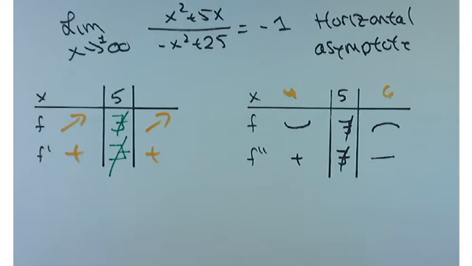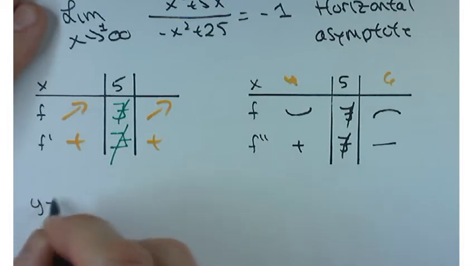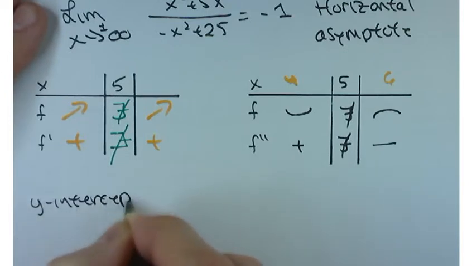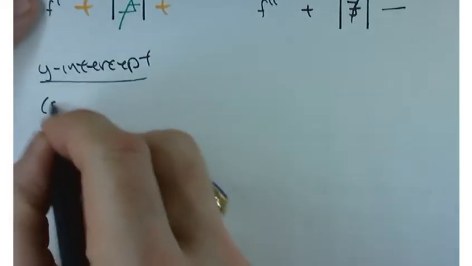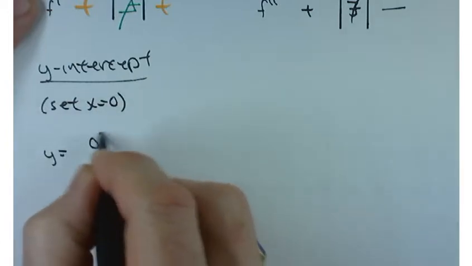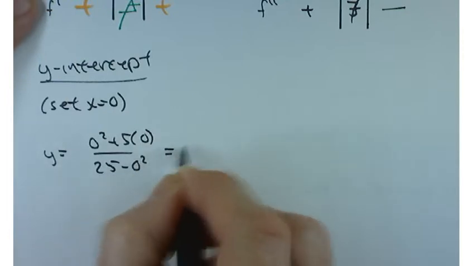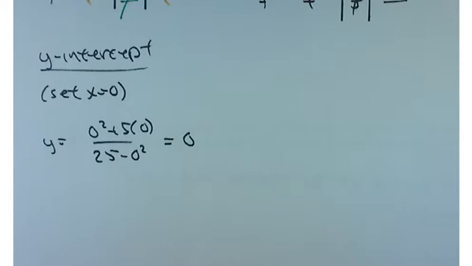All right, let's put this all together then with our shape. Oh, there's one other thing that I like from you in terms of your graphs. It's nice to know the intercepts of a graph. So our y-intercept. How do you find the y-intercept of a graph? Set x equals 0. So y would equal 0 squared plus 5 times 0 over 25 minus 0 squared. Basically, you get 0 and 0.